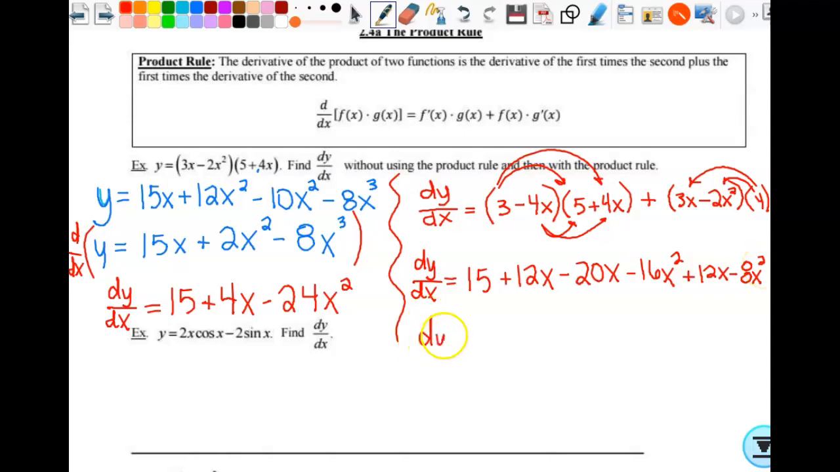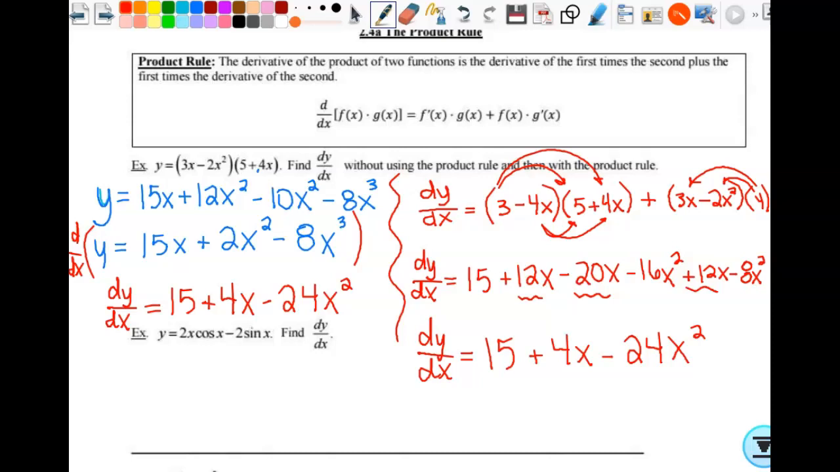All right, so combine like terms. So I have just one constant term, 15. And we have 3x terms. So what do we get when we combine 12x with negative 20x and another positive 12x? Positive or negative? Positive. And then I have a negative 16x squared that will combine with negative 8x squared. So negative 24x squared. Did we get the same thing? Okay, so I just wanted you to see that product rule does work, okay?